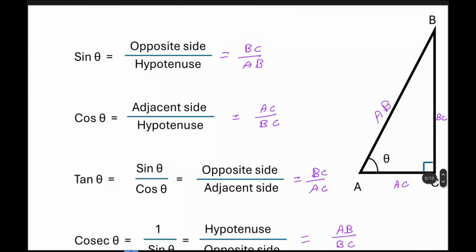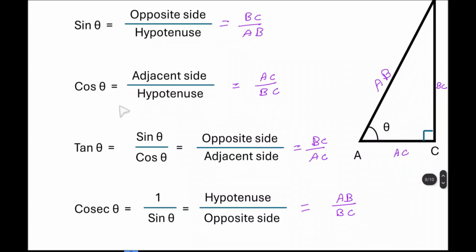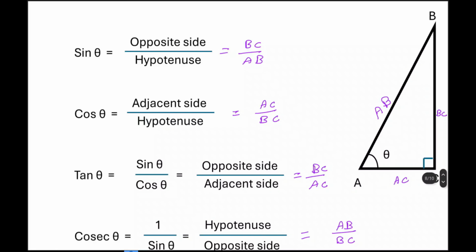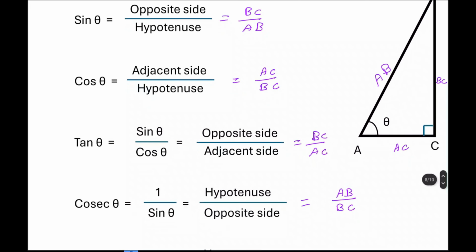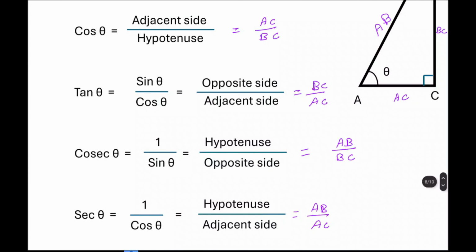The basic formulas are sine theta is equal to opposite side by hypotenuse. This is the theta angle. The opposite side is BC and hypotenuse is AB in a right angle triangle. So BC by AB. Similarly, we have written all the formulas for cos theta with reference to this diagram. This is with reference to the diagram, and if the diagram changes, all the values also change.